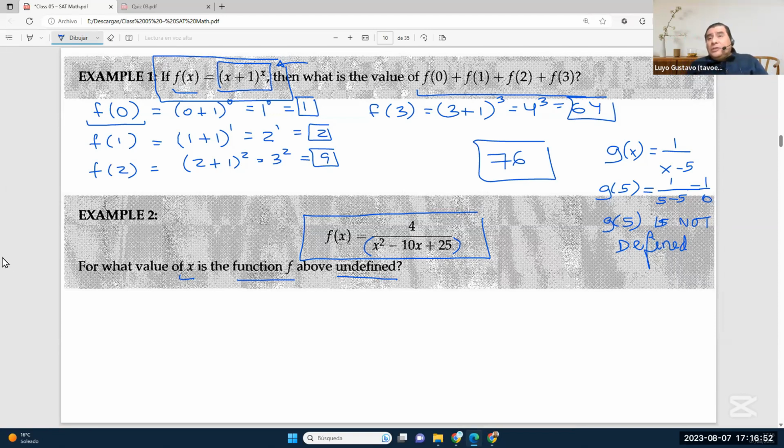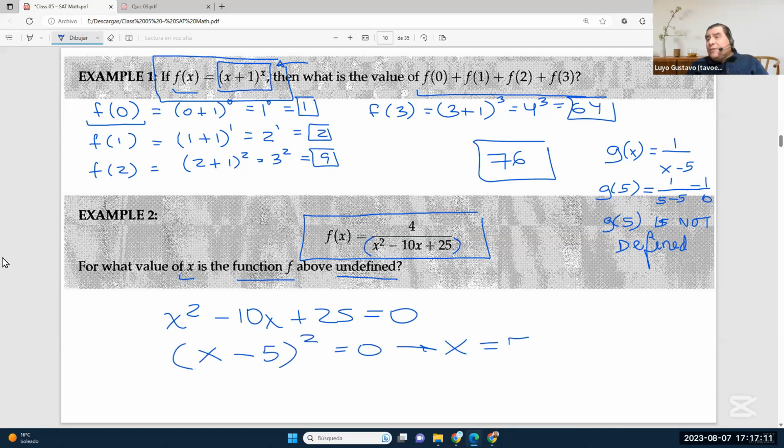Very good, Luciana. So you see, if x squared minus 10x plus 25 equals 0, this one is the square trinomial, right? So this is x minus 5 squared. So this means that when x equals 5, this denominator will be 0, and therefore the function f will not be defined. So the answer is this.